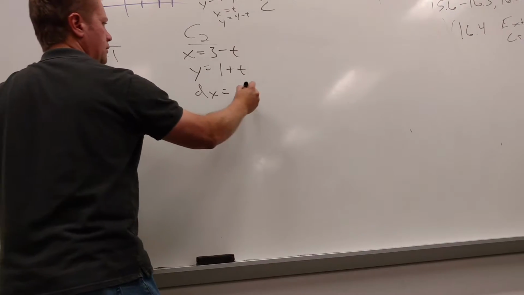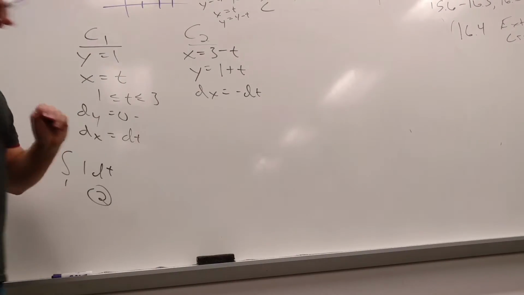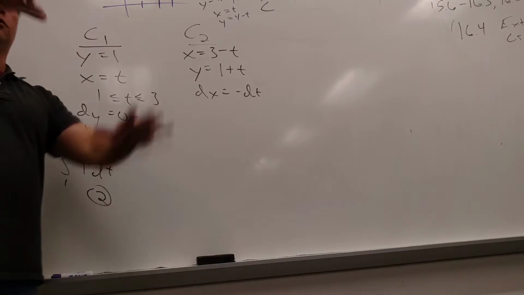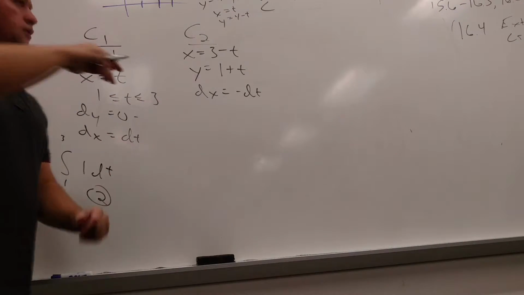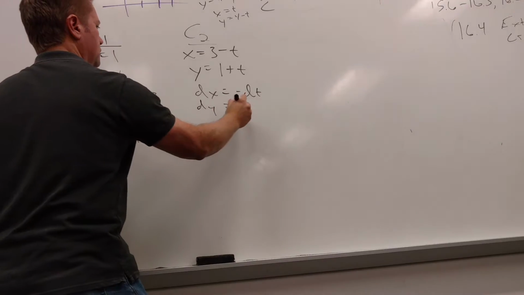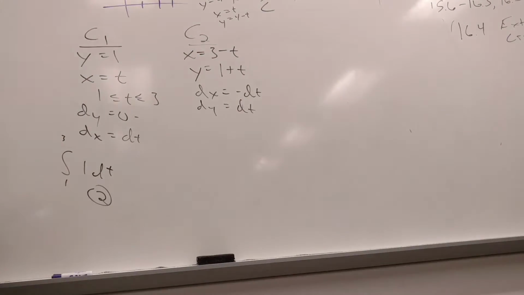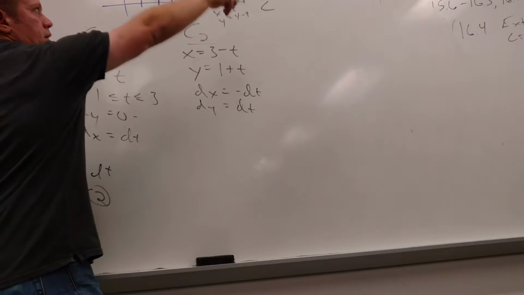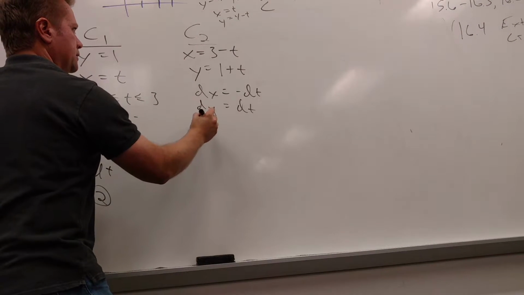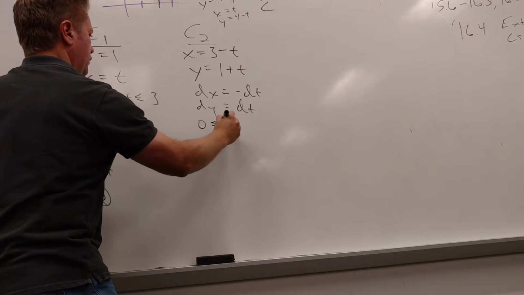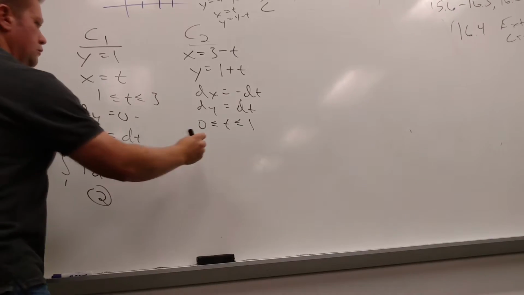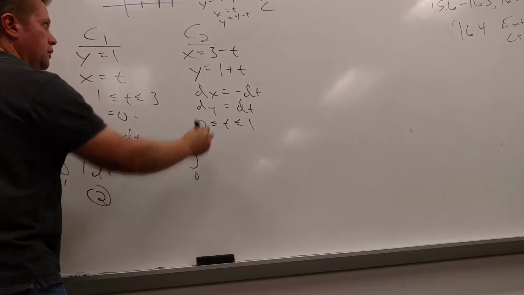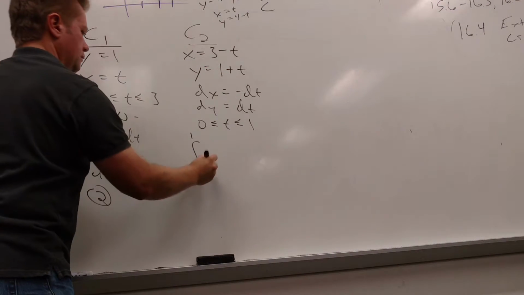Negative dt. This is the step that people don't pay enough attention to. And you lose a negative, and everything goes to hell. And dy is dt, at least the way I've done it here. So now over there, what's t going from and to? We've kind of forced it to be from 0 to 1. So it'll be the integral from 0 to 1 of the square root of y.